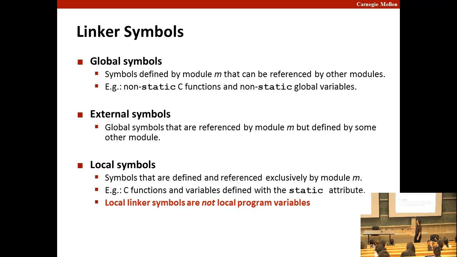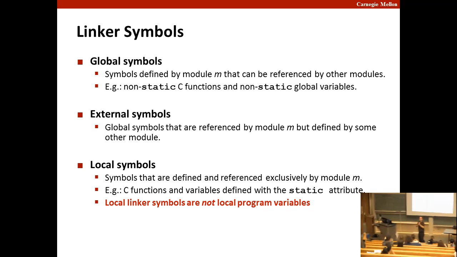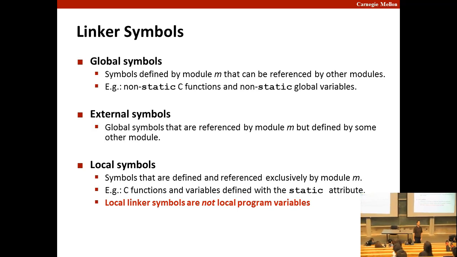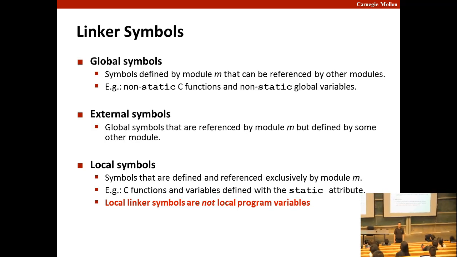A local symbol is a symbol that can only be used within an object. And an external symbol is one that's being used within an object but isn't present there. It needs to be resolved by linking. Does that make sense? So global symbols are mostly the things you'd expect. They're most of your functions and your global variables. Your local symbols are your static global variables.